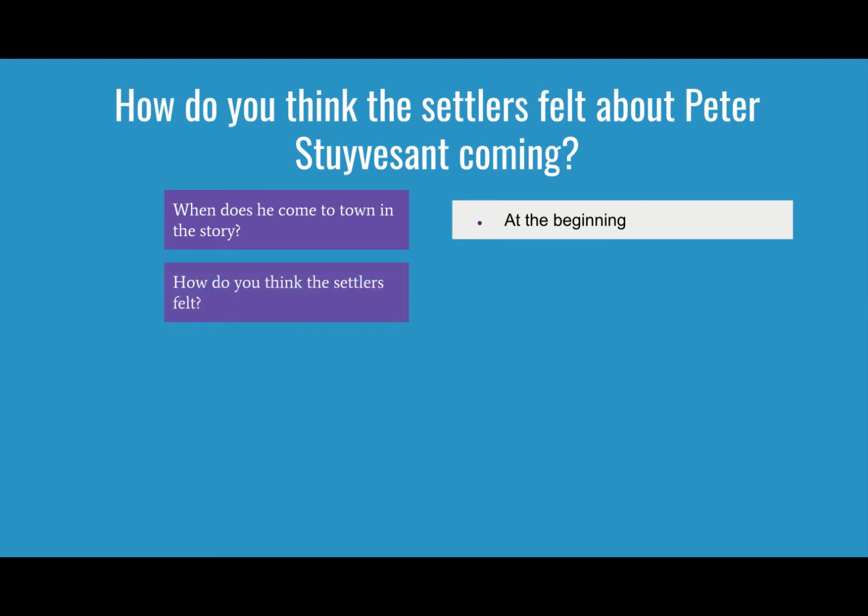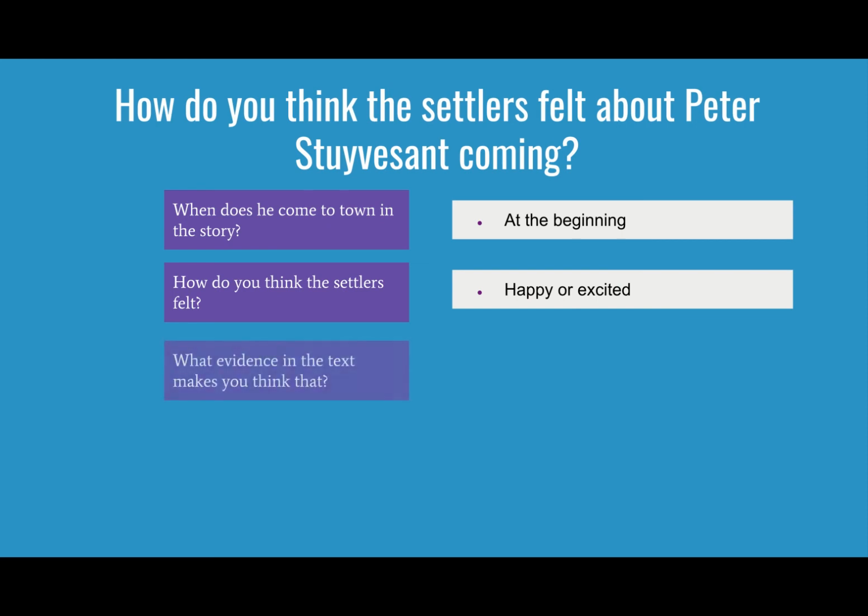So with this part of the book, how do you think the settlers felt? Because we know from the story that the settlers do change back and forth between their opinions about Peter Stuyvesant. So it's important that the students understand that you're asking how he felt when Peter Stuyvesant was coming. So you're going to ask at that point, how do you think the settlers felt? So you might get happy or excited as an answer.